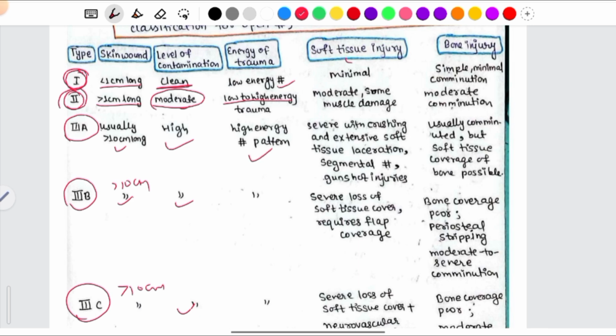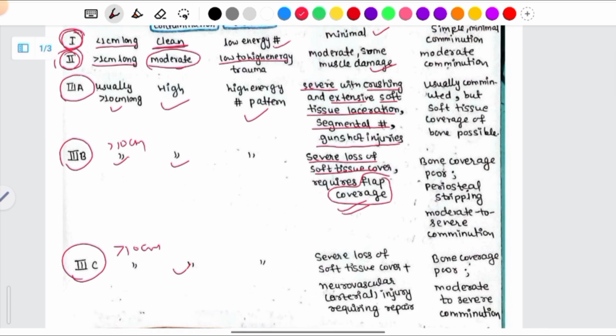For the soft tissue injury, in type 1 there is minimal soft tissue injury, in type 2 there is moderate soft tissue injury with some muscle damage, in type 3A there is severe soft tissue injury with crushing and extensive soft tissue laceration, segmental fracture and gunshot injuries. In type 3B there is severe loss of soft tissue cover, requiring flap coverage.